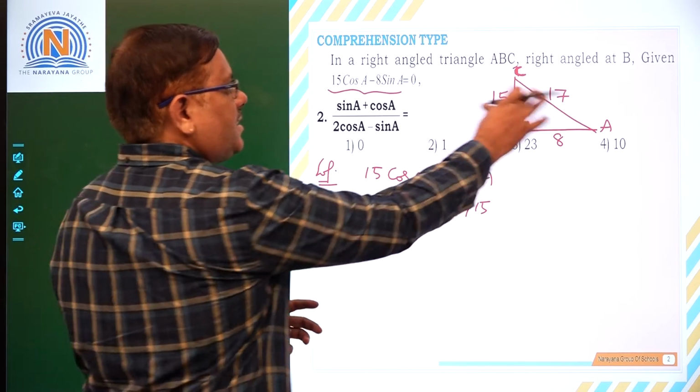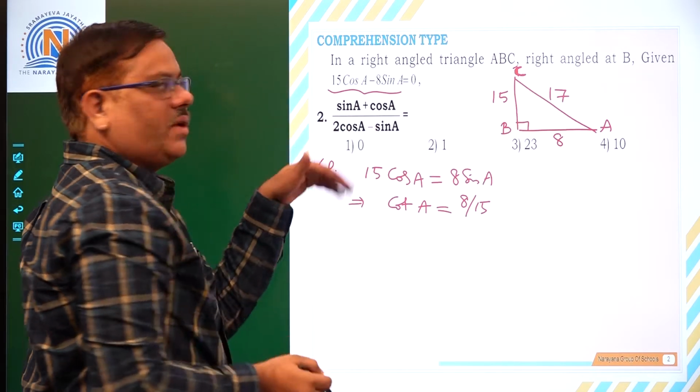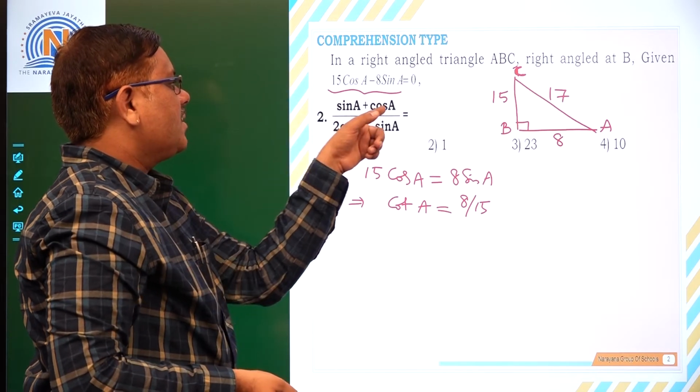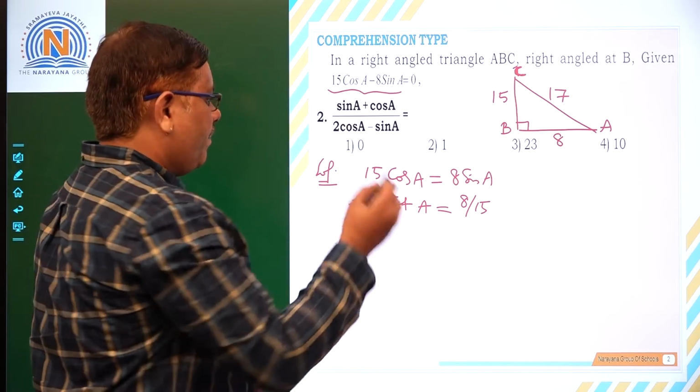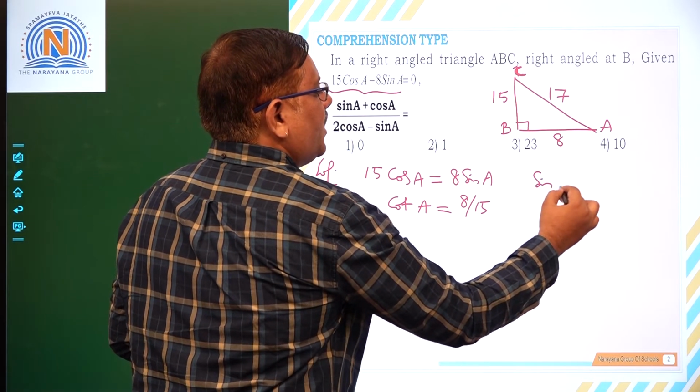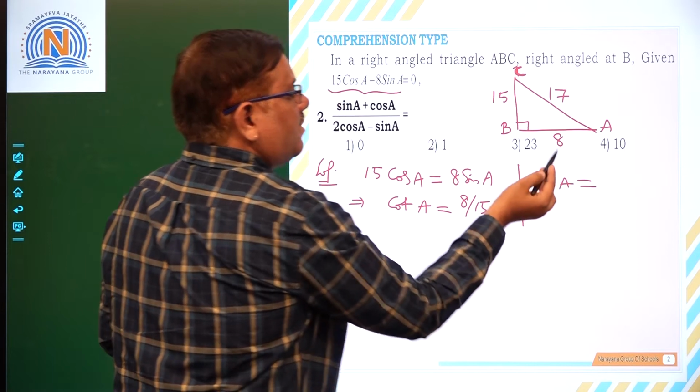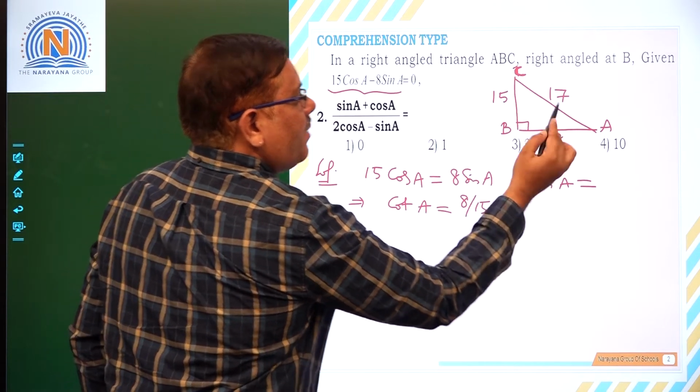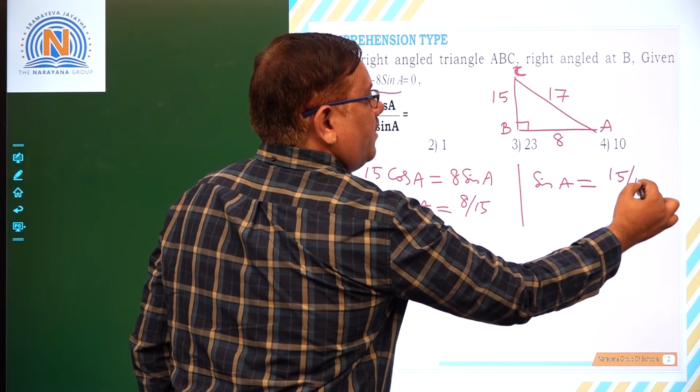Now, based on this information, we have to find whatever he is asking us to find: (sin A plus cos A) by (2 cos A minus sin A). Here let me define sin A. Sin A is nothing but opposite side to A by hypotenuse, that is 15 upon 17.